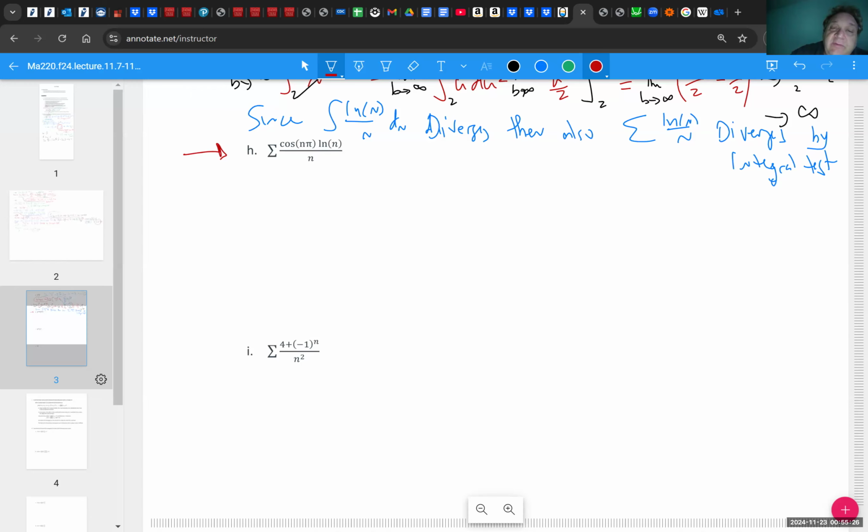Let's write out a few of these just so that people can see what's going on here. n equals 1, n equals 2, n equals 3, that kind of thing. If n equals 1, we get our cosine pi, which is -1.